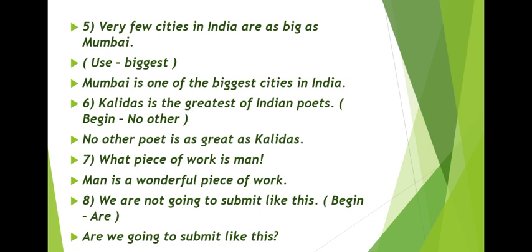You have to change it in assertive form. Man is a wonderful piece of work. Next sentence is we are not going to submit like this. Okay, it is a negative sentence. You have to change it, begin with A, not A, begin with R. That means you have to write it in interrogative. When the sentence is negative, while changing it into interrogative, you have to omit this not. Okay, negative becomes positive. Okay, are we going to submit like this? Okay, this is the exact answer.